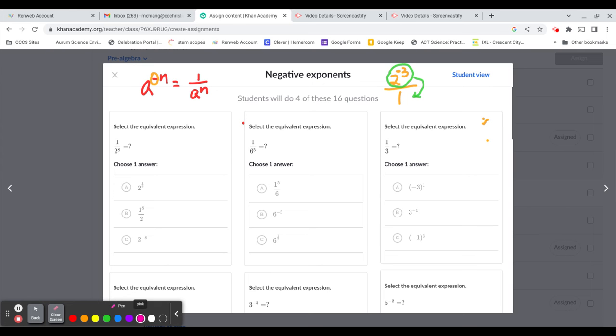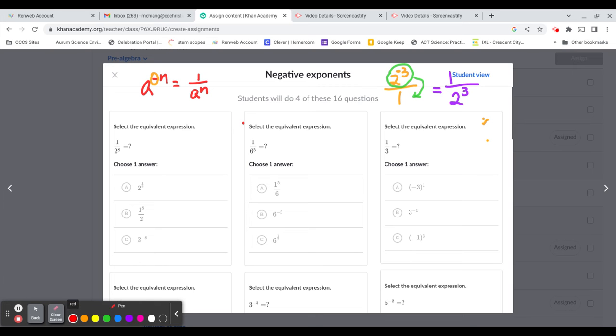So if you move it upside down, is there anything on the top? Nothing on top, then it will be 1. And then what's going to be at the bottom is 2 to the power 3. Where's the negative? The negative is used to flip the number upside down. Okay? So let's take a look at the first question.